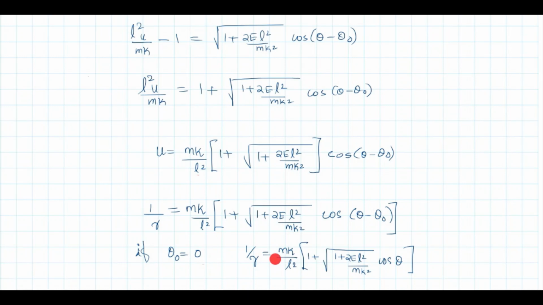Now if we choose the initial conditions such that theta 0 equals 0, then this equation becomes 1 by r equals mk by L square into 1 plus square root of 1 plus 2eL square by mk square cos theta. This is actually the equation of a conic.